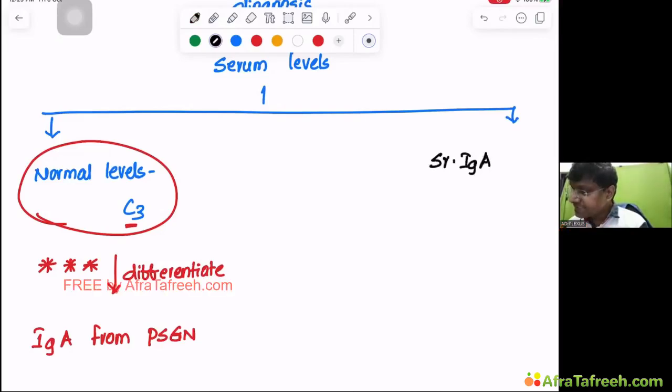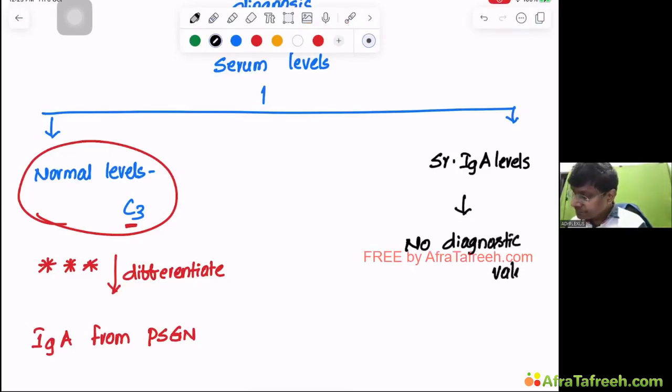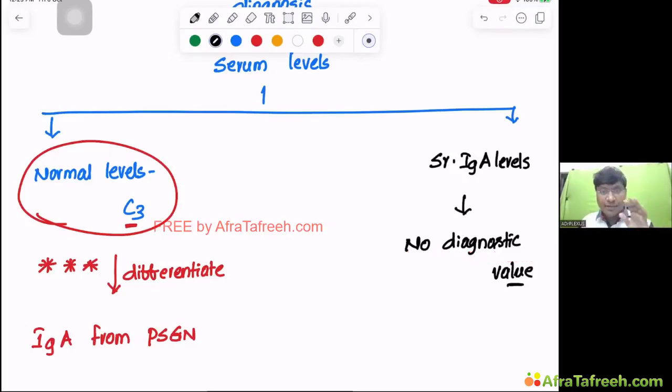What about the serum IgA levels? The serum IgA levels have no diagnostic value. Right, there is no diagnostic value of the serum IgA levels. It is only the mesangial IgA that matters.